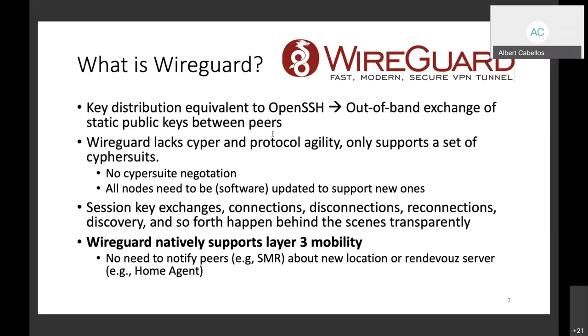And this means that WireGuard natively supports layer 3 mobility without any kind of notification, such as SMR, or a rendezvous server, such as a home agent. They don't need any kind of messaging like this one, because once you have an authenticated packet from your peer, you don't care about the new one, you will trust the new RLOC that it is using. And that's one of the main, I would say, architectural advantages from our perspective.